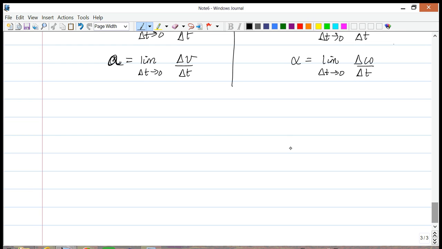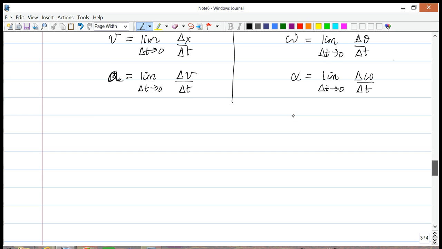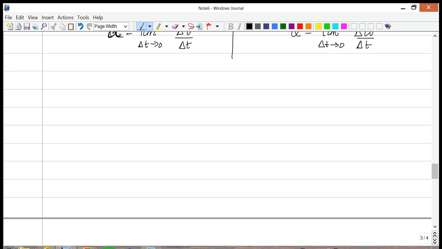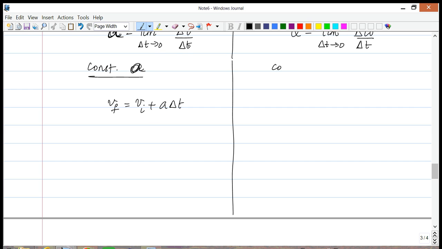Now if you recall, in 1D motion we had the 5 equations that we derived for constant acceleration. So for constant a, we had our 5 equations. We had our first equation, vf equals vi plus a delta t. Now I'm not going to go into the derivation of this, but we will just use what we know. So when the angular acceleration is constant, we have the equation omega f equals omega i plus alpha delta t.